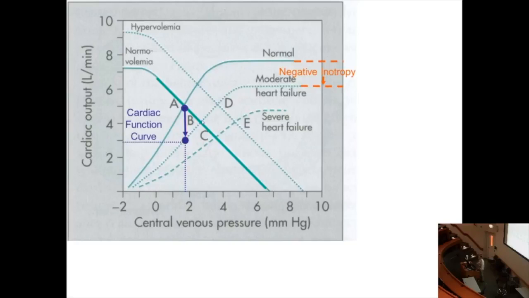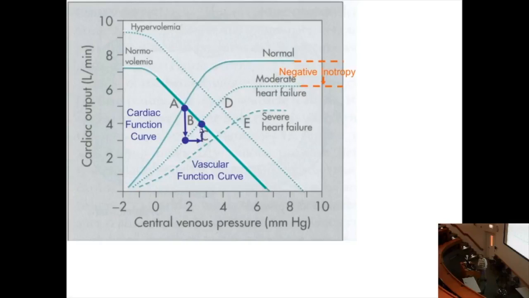Decreased inotropic state, decreased contractility, your curve falls. And you get less force of contraction at the same CVP. Well, if I have less force of contraction, less stroke volume, less cardiac output, what's going to happen to my central venous pressure? It's going to rise. It's going to rise because of my vascular function curve, and my central venous pressure goes up because my cardiac output drops because I drop to a new cardiac function curve.